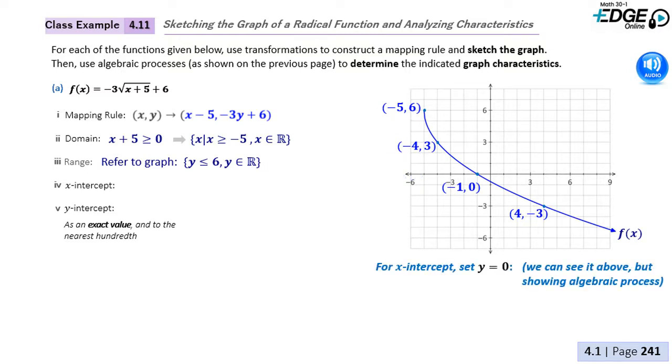Intercepts are all about replacing with 0. So when we want to find our x-intercept, we replace y with 0. We subtracted 6 from both sides and then divided by negative 3. And then we squared the 2 as we squared the square root side.